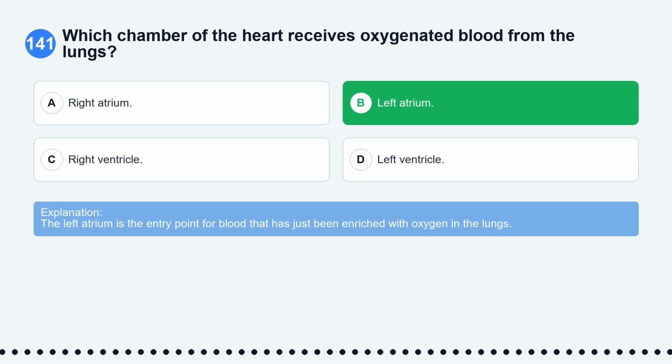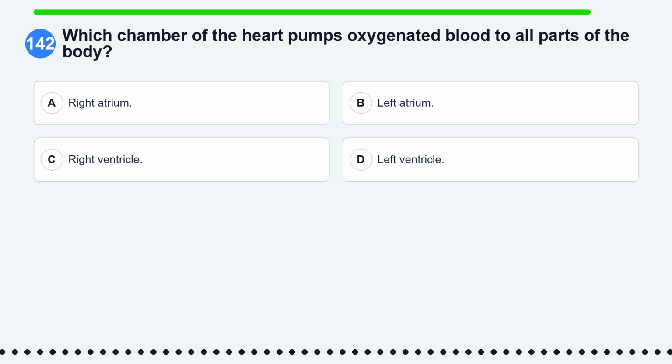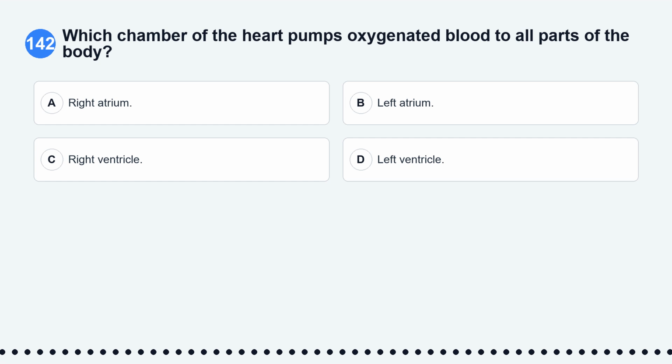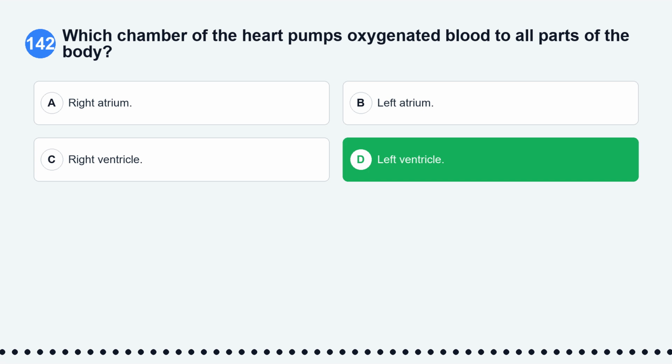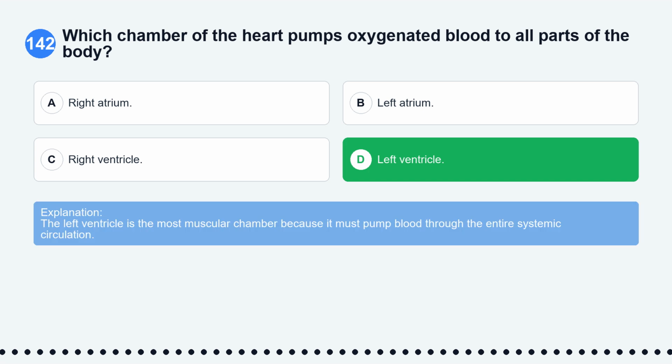Question 142. Which chamber of the heart pumps oxygenated blood to all parts of the body? Option A. Right atrium. Option B. Left atrium. Option C. Right ventricle. Option D. Left ventricle. The correct answer is option D. Left ventricle. The left ventricle is the most muscular chamber because it must pump blood through the entire systemic circulation.